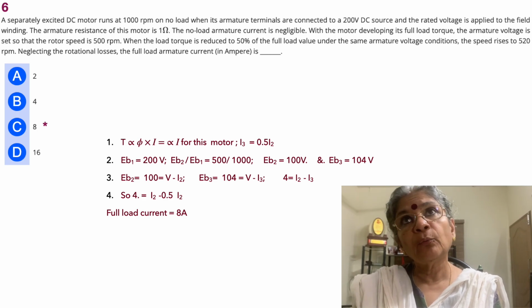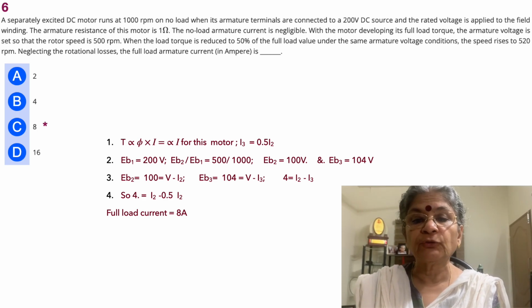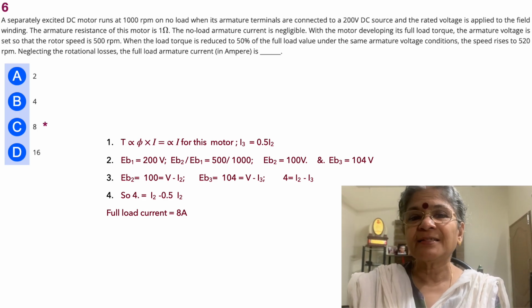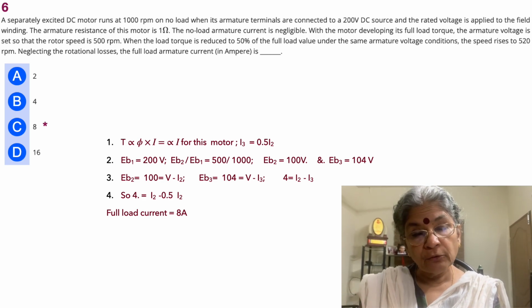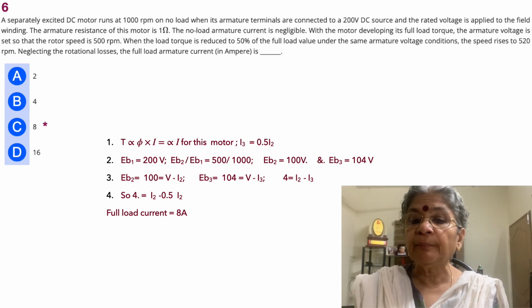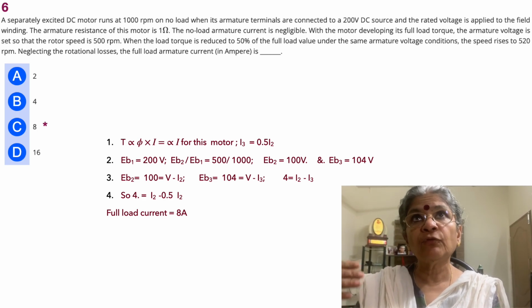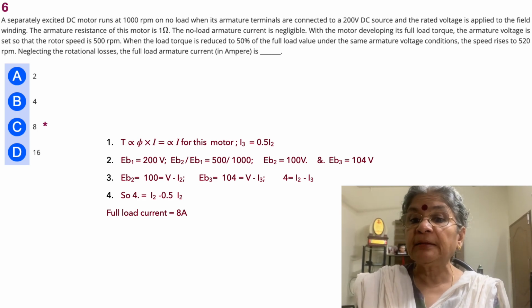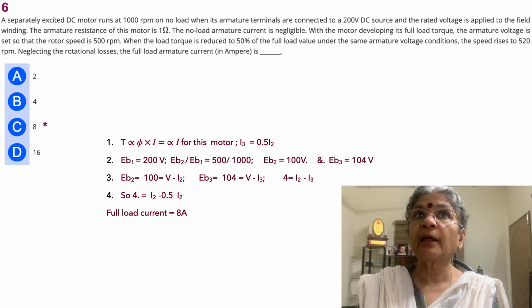Now we have EB1, EB2 and EB3. EB1 is of course 200, because the armature current is considered negligible, so there is no drop, and the applied voltage is fully converted into back EMF. EB2 by EB1, using the speed ratio, is given by 500 by 1000, so EB2 is equal to 100 volt. Similarly, replacing 500 by 520 rpm, we get EB3 equal to 104 volt. Now we have three voltages, and three currents need to be obtained.